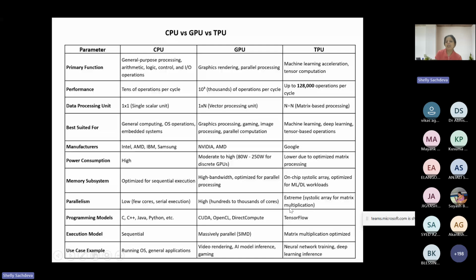The execution model is usually sequential for the CPU, massively parallel for the GPU, and a matrix multiplication optimized execution model for the TPU.